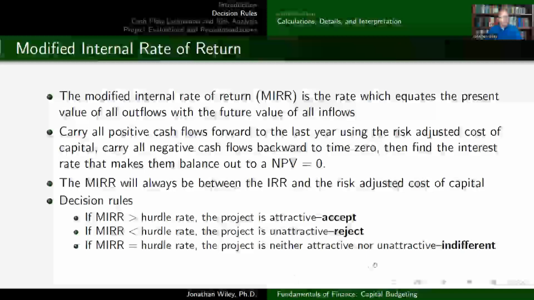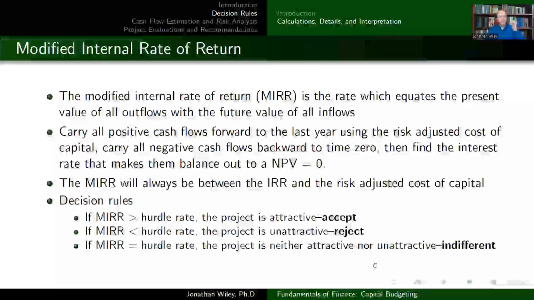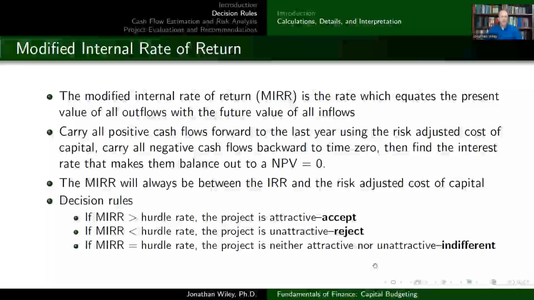All right. So ultimately, again, if the MIRR is above whatever that required threshold is, we like the project. If it's below, we do not like the project. And if it's exactly equal to the hurdle rate, the project is neither attractive nor unattractive.